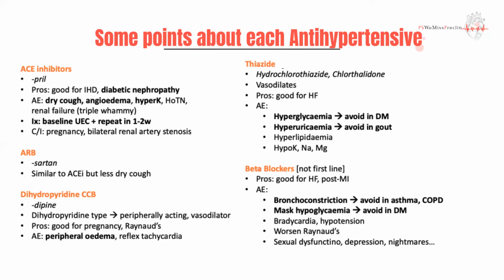which obviously you do not want to happen. In terms of investigations, you want to do a baseline UEC first to look at their potassium levels, which you repeat in 1 to 2 weeks. And obviously, you would not use this medication if someone had bilateral renal artery stenosis. ARBs end with a sartan, so irbesartan, candesartan, similar to ACE inhibitors, but do not have the dry cough.